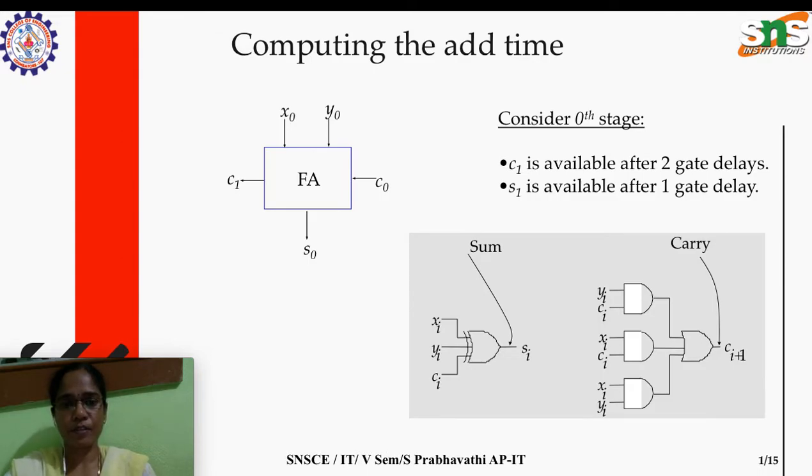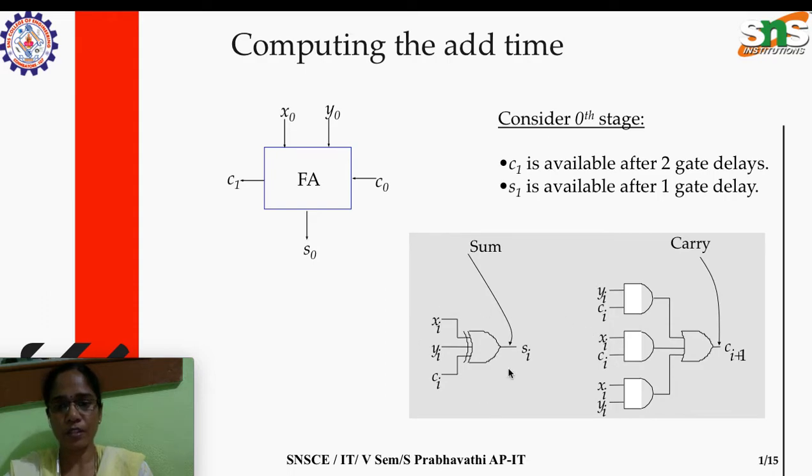In the previous topic we have seen this is the full adder circuit. Here this is for a single bit. We are taking the example for a single bit. It takes 3 inputs, x0, y0 and c0, the initial carry, and the full adder will give the output as sum and carry. Here consider the delay involved.